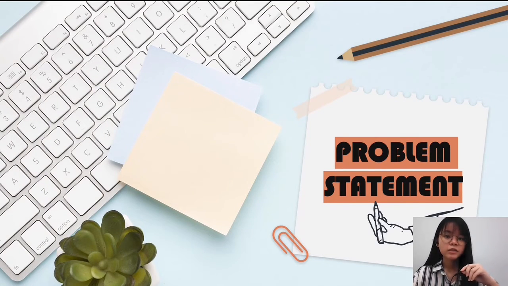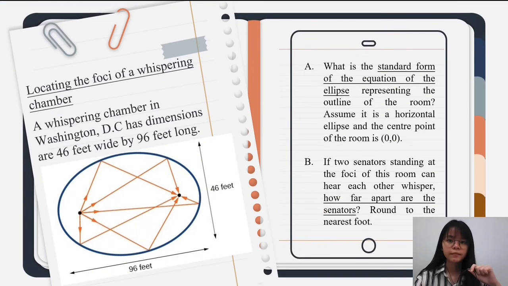Next, let me talk about the problem statement of the whispering chamber. A whispering chamber in Washington, D.C. has dimensions 46 feet wide by 96 feet long. For question A, we want to find the standard form of the equation of the ellipse that represents the outline of the room, and assume it is a horizontal ellipse and the central point of the room is at the origin. For question B, we want to find the distance between the 2 senators who are standing at the foci of this room.